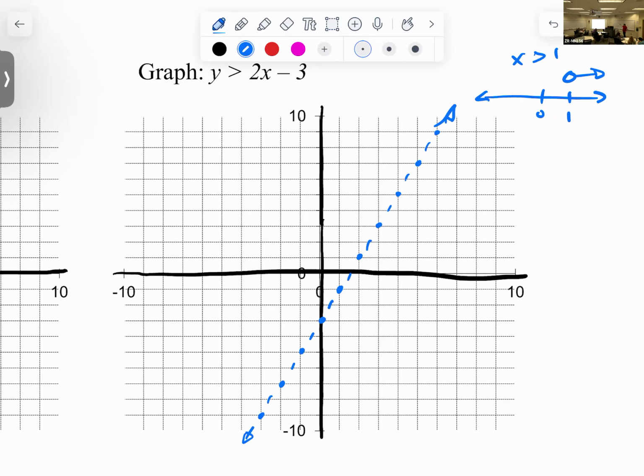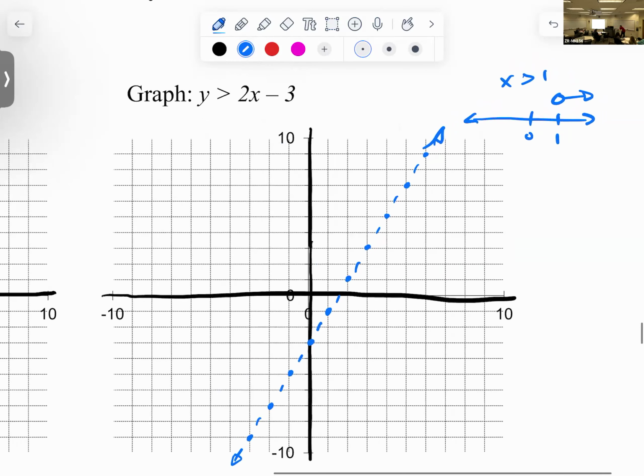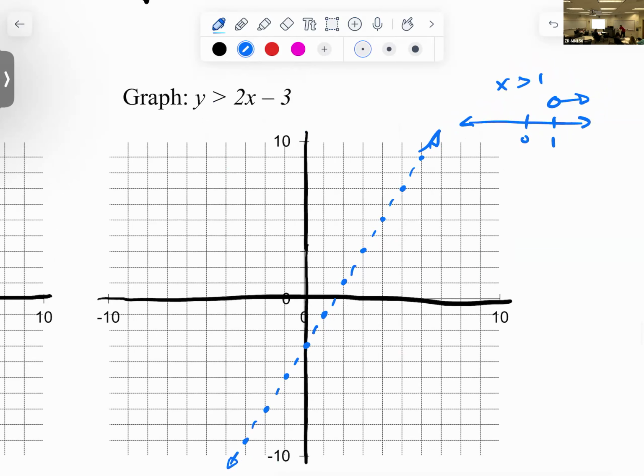Because just like here, x is greater than 1, not including. This is saying y is greater than the line, but not including. Then we need the other part. Now, there's 2 ways to do this. Essentially, we need to identify a true value. So let's pick the point 0, 0, because that one's an easy one.